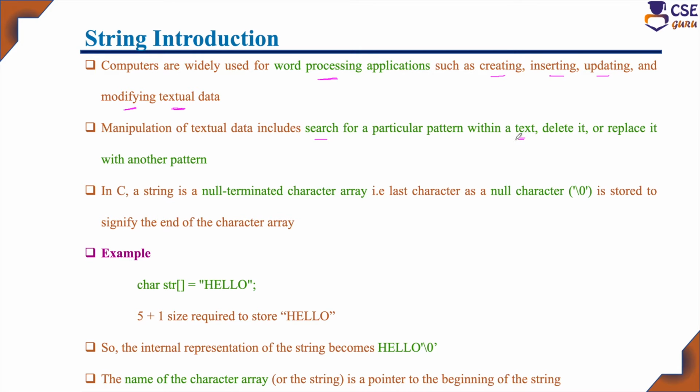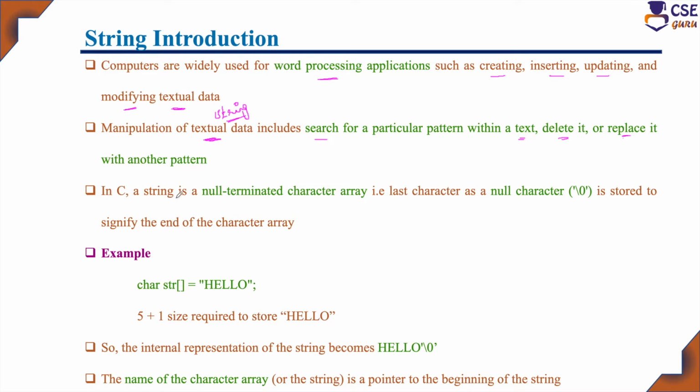That is, here a text will be given and a pattern will be given. We have to check whether that particular pattern is present in the text or not. That is called pattern matching operations with the string. And we can delete a pattern or replace it with another pattern. Likewise, we can do a lot of manipulations with textual data. And this textual data is commonly called a string in computer programming.